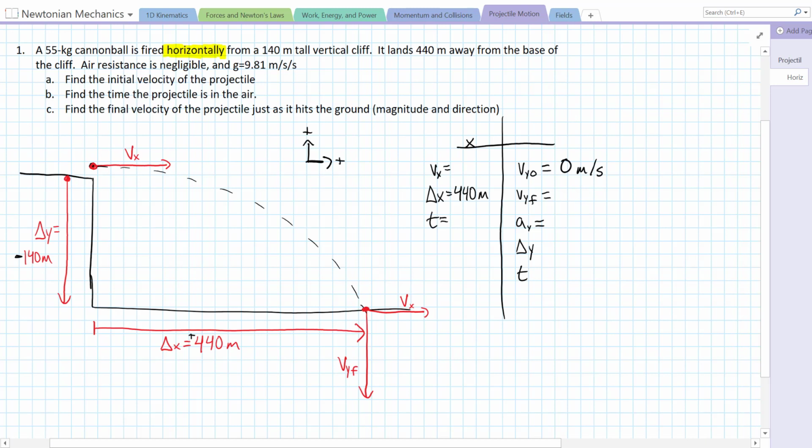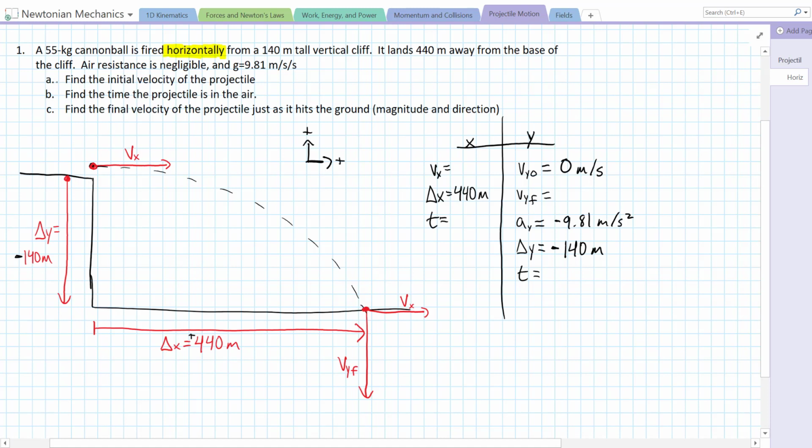Oops, that's in the wrong column. Minus 9.81 meters per second squared. Displacement in the y direction is also given. If it is launched off a 140 meter cliff, it travels down 140 meters before it hits the ground. So our y displacement is minus 140 meters. Time is still unknown. So we have two unknowns in the x direction, which means we cannot solve for everything. Two unknowns and one given. But in our y direction, which I didn't actually label, let's label that here, y, we have 3 givens and 2 unknowns, which means we can use our kinematics equations to solve for our other variables in the y direction.